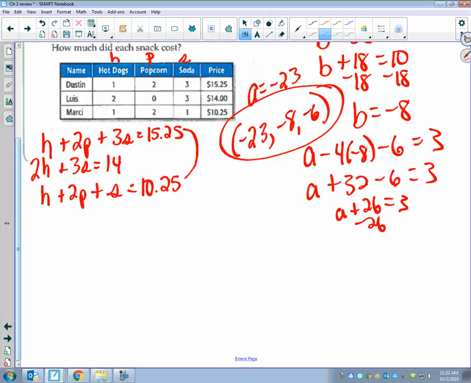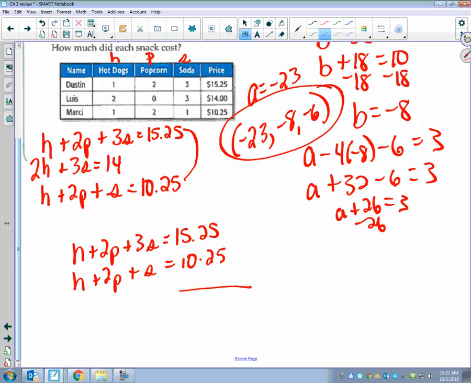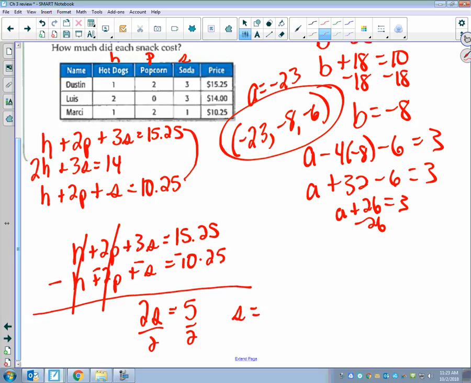But I say we should do these top 2 equations, and if I subtract them, H plus 2P plus 3S equals $15.25, and H plus 2P plus S equals $10.25. If I subtract these, and again, I think you should subtract all the way through. Look at this. The H cancels out, the P's cancel out, and I get 2S equals $5. Divide by 2. Since we're talking about money here, I'm going to say a soda costs $2.50. So right away, I know what that is.